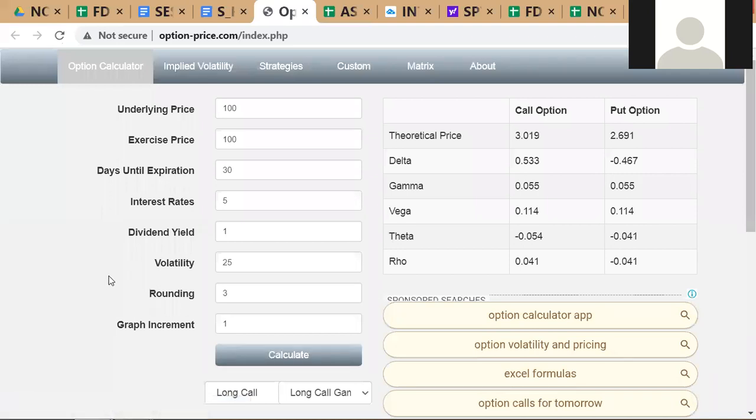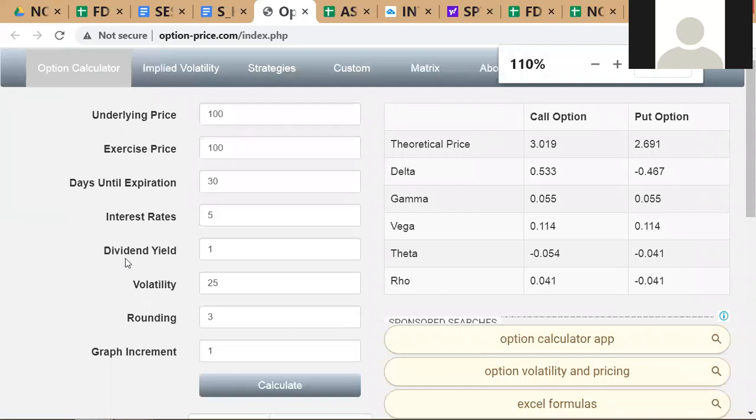Now look at this. This is an option pricing calculator. Can you guys see the size of the font? I mean the prices, 100, 35. Can you guys read all this? Yes, sir. Okay, good.